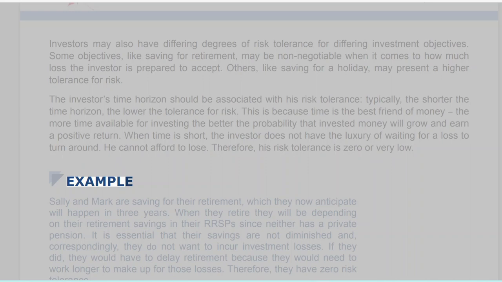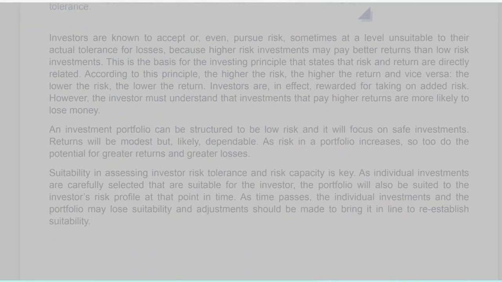Example: Sally and Mark are saving for their retirement, which they now anticipate will happen in 3 years. When they retire, they will be depending on their retirement savings in their RRSPs, since neither has a private pension. It is essential that their savings are not diminished, and correspondingly, they do not want to incur investment losses. If they did, they would have to delay retirement because they would need to work longer to make up for those losses. Therefore, they have zero risk tolerance.